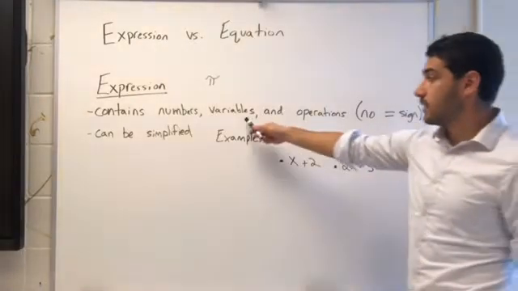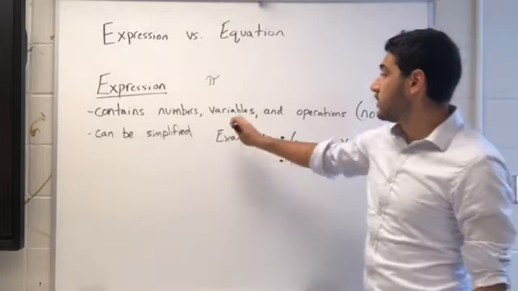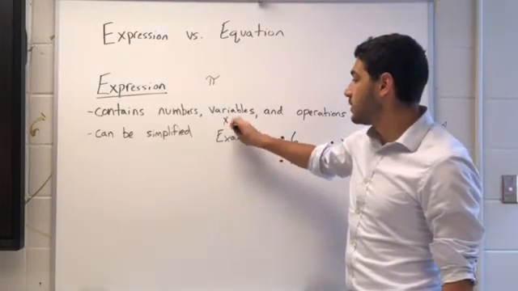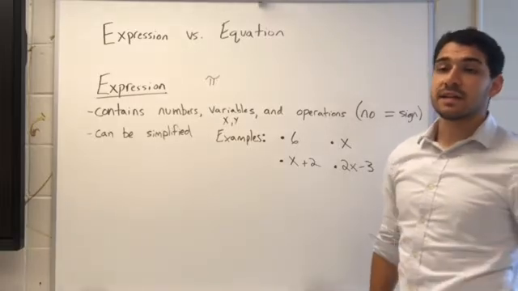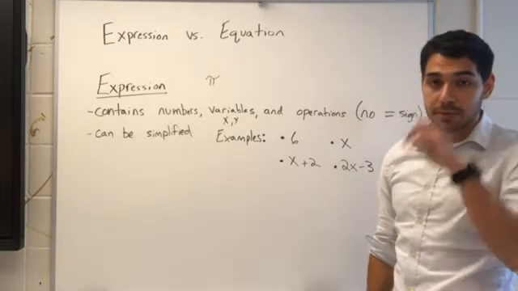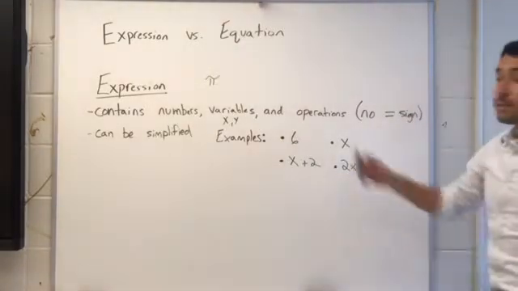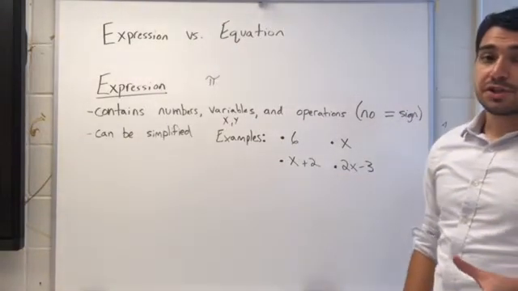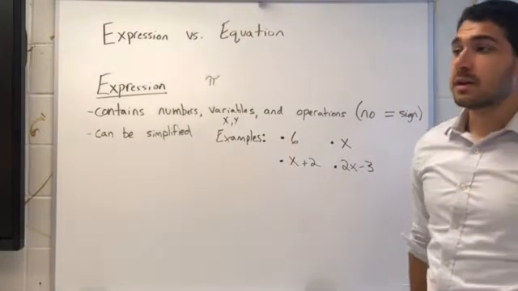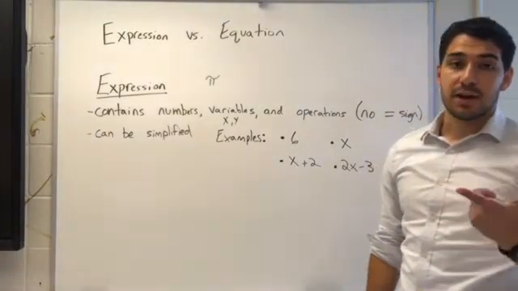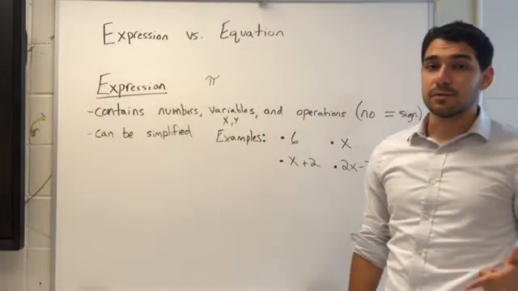It can contain variables, for which we normally use letters. We normally use x and y, the most common ones, but they can also be different types of letters. We can use a, b, c, and sometimes, even later on in geometry, we'll even use some Greek letters. And then we have operations. Operations are what we do to those numbers and what we do to those variables. That includes addition, subtraction, multiplication, division, exponents, and square roots.